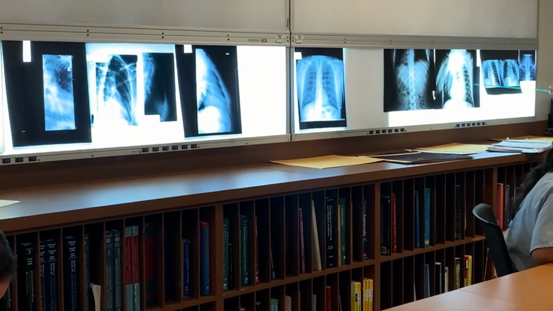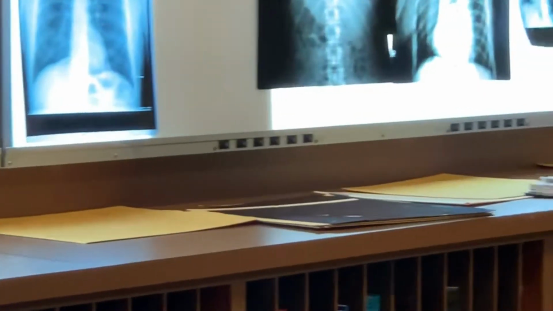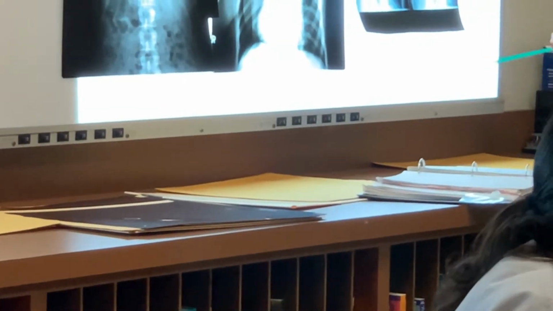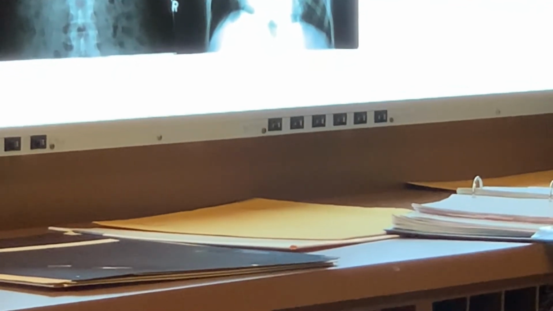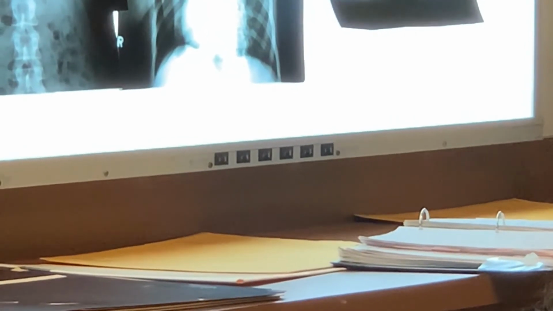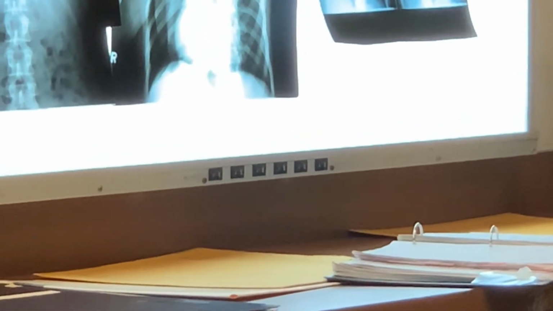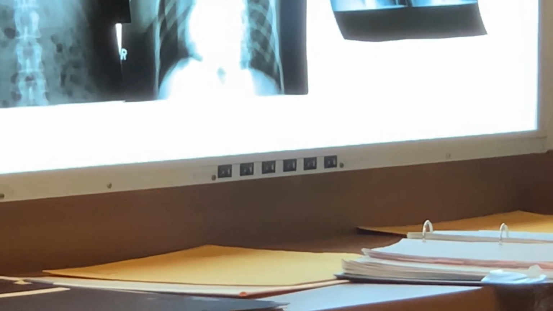Okay, so here's some oblique ribs. Let's start with this one. Which ribs are elongated? Okay, good. So the right ribs are elongated. See how these are foreshortened here? So what position is this? It could be two different ones. RPO or LAO. Good. That could either be an RPO or an LAO.